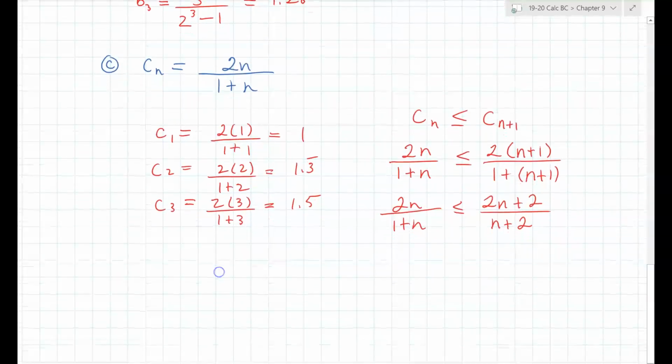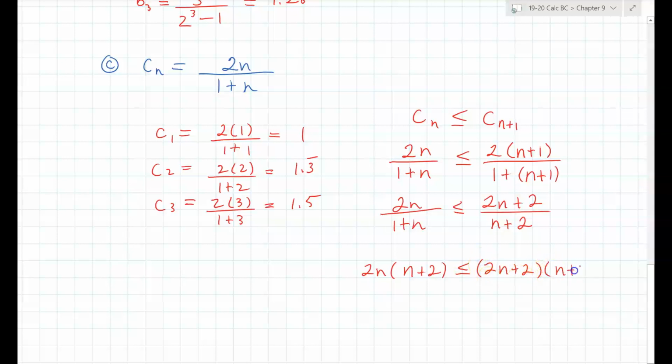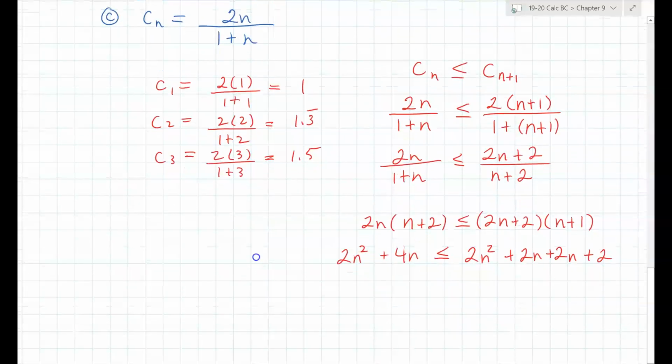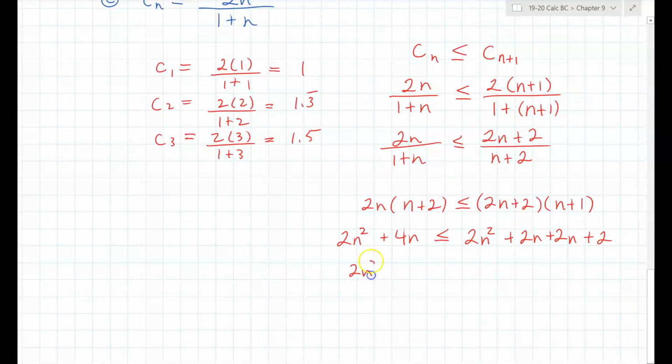Okay, I'm going to go ahead and cross multiply here. So I get 2n times n plus 2 is less than or equal to 2n plus 2 times n plus 1. Now I'm going to go ahead and distribute everything out. Okay, so 2n squared plus 4n is less than or equal to 2n squared plus 2n plus 2n plus 2. So that's 2n squared plus 4n less than or equal to 2n squared plus 4n plus 2.